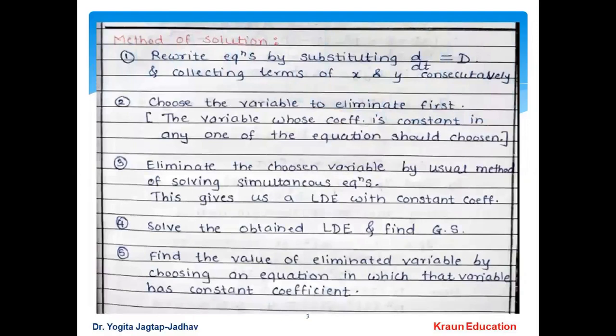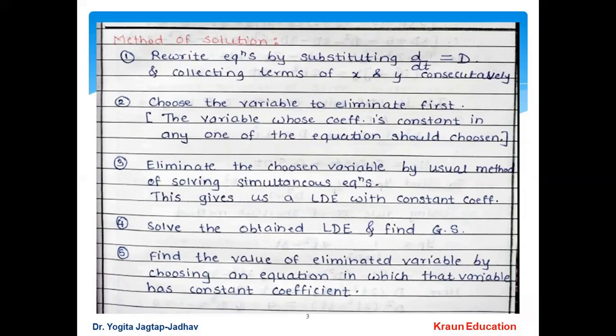In the first step, we have to rewrite the given equation by substituting d by dt equals capital D and writing terms of x and y consecutively. In the second step, we have to choose a variable to eliminate first. Here I have given you a hint: the variable whose coefficient is a constant in any one of the equations is chosen to eliminate first. Once you have chosen the variable, to eliminate it, we use our usual method of solving simultaneous equations.